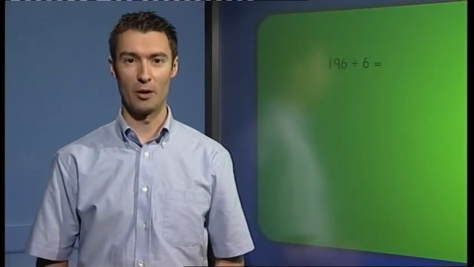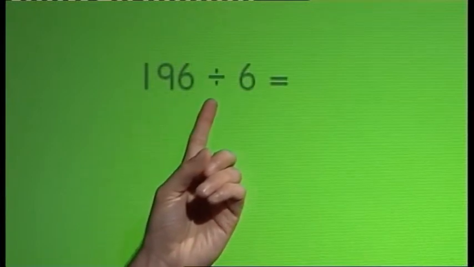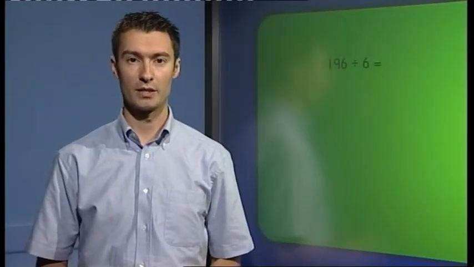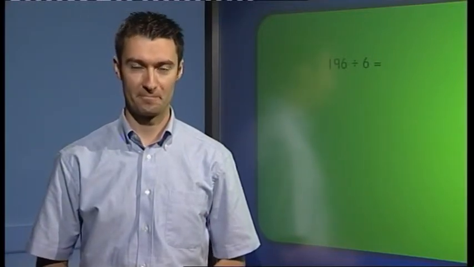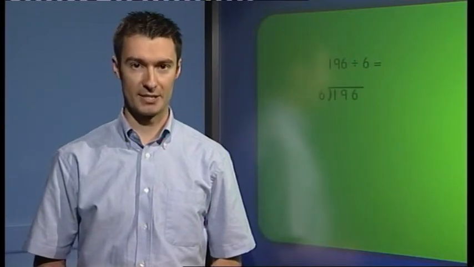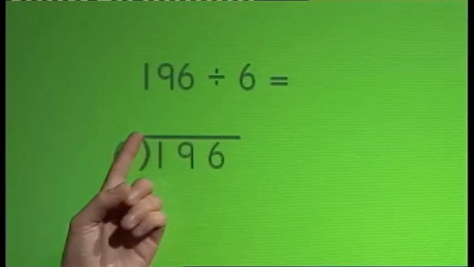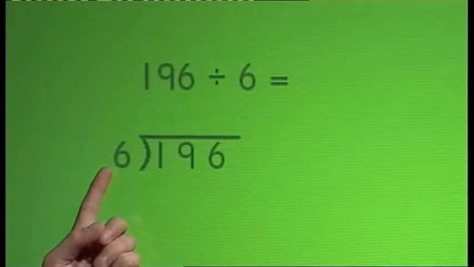Hi, in the last lesson we looked at short division and we did a division like this one, 196 divided by 6. Now I'm going to quickly remind you how we did this sort of sum and then show you how we can write it as short division in a way that really saves space. Anyhow, in ordinary short division you write the sum out like this. It's the number you're dividing here with this line and curve and the number you're dividing by, the 6 here.